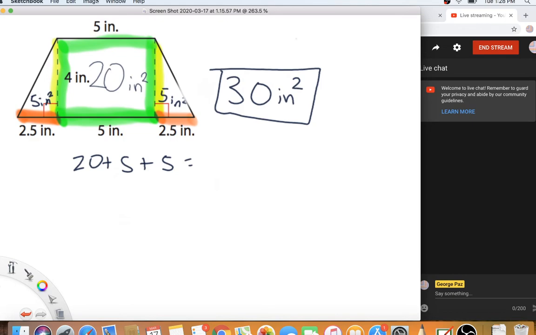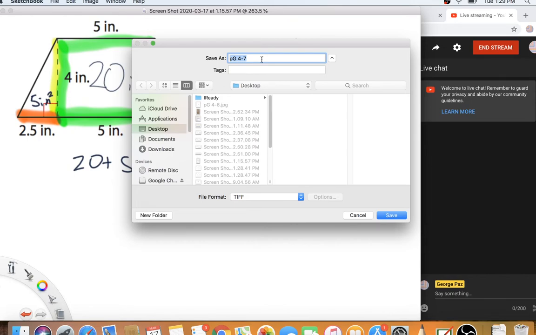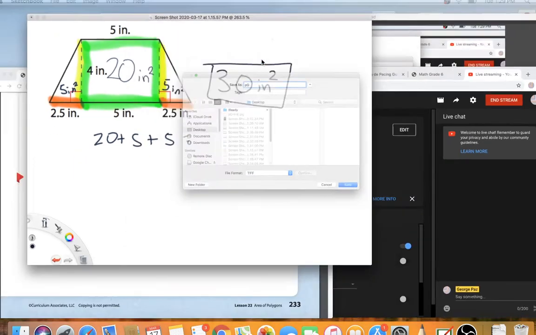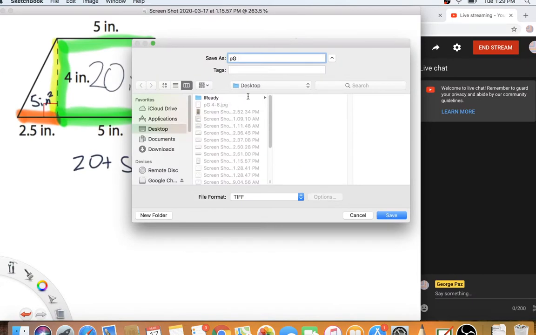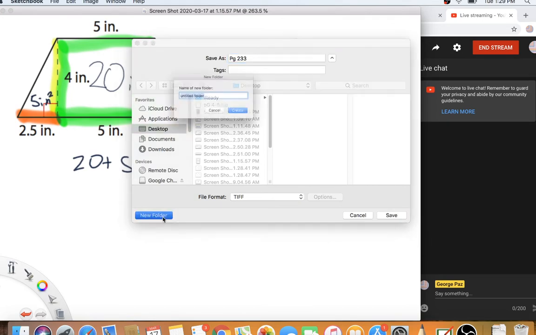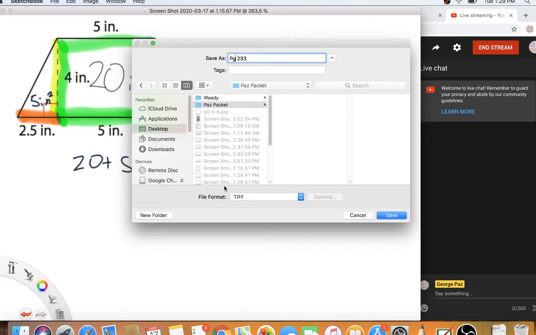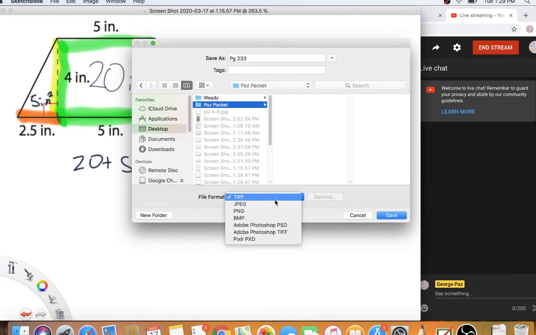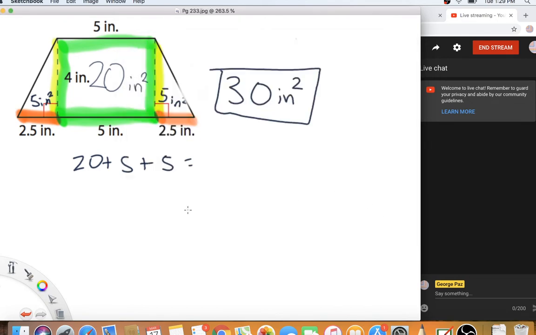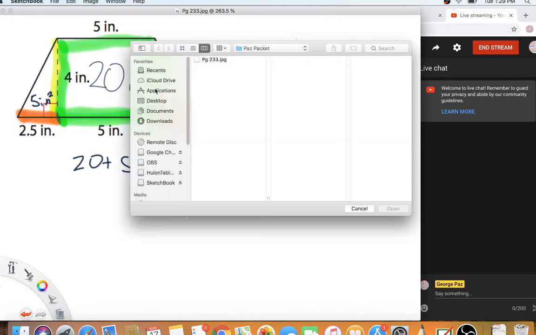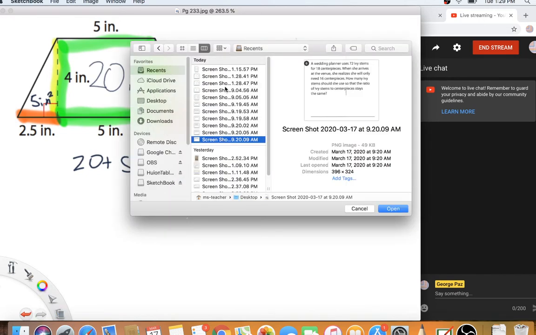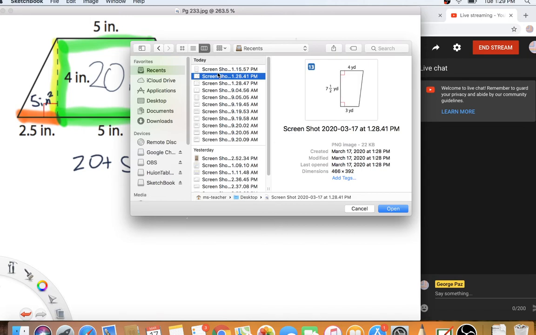Let me save this real quick, actually. Let's see. This is not page 4 anymore. This is page 233. I don't know why I have it like that. Page 233 for iReady. No, we actually need one for... I guess pause packet. Here we go. Let's put a JPEG version of that. All right, so let's go with that picture. We just screenshot it. It wasn't that one. It was this one.